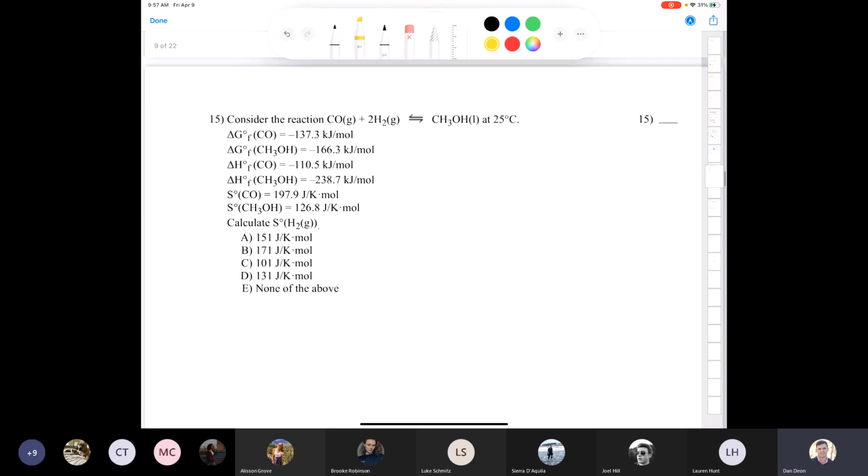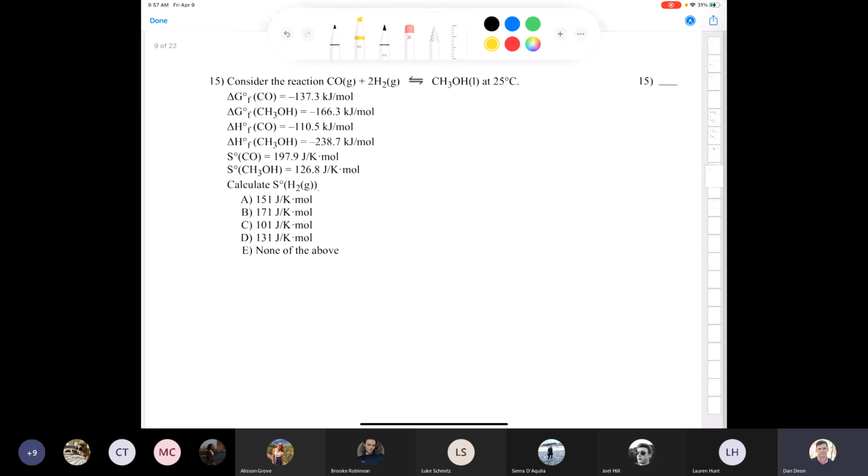Number 14. So number 15, consider this reaction. Carbon monoxide plus 2 moles of hydrogen gives you methanol. Delta G of formations are provided. Delta HFs are provided. Standard entropy values are provided. And it says calculate the standard entropy of hydrogen. Okay, we're asked to calculate the standard entropy of hydrogen.